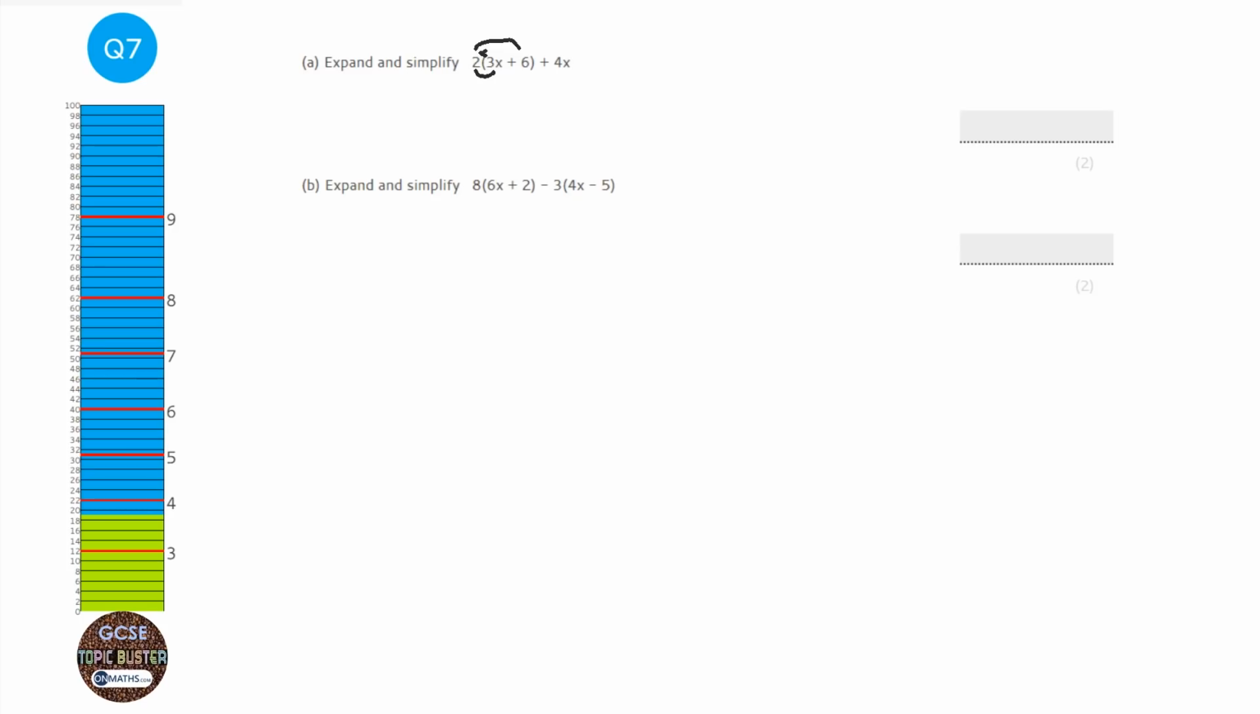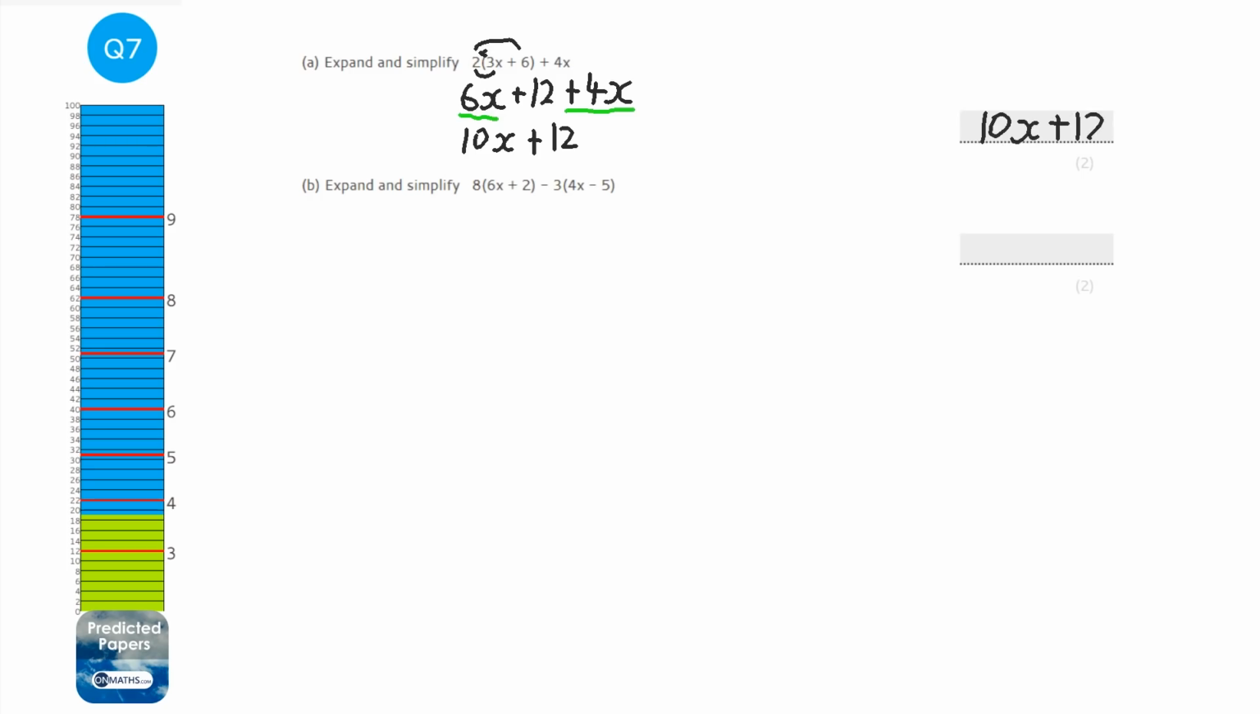That means we're going to times 2 and 3x, and 2 times 3 is 6, and then we've got the x there, and 2 times 6 we're going to times together to make 12. Now we've still got the 4x, so I still need to write that down. Then I'm going to collect like terms. Now the like terms we have are the 6x and the plus 4x. So 6x plus 4x is 10x, and then there's nothing that we can do with the 12, so we just leave that. So it's 10x plus 12.